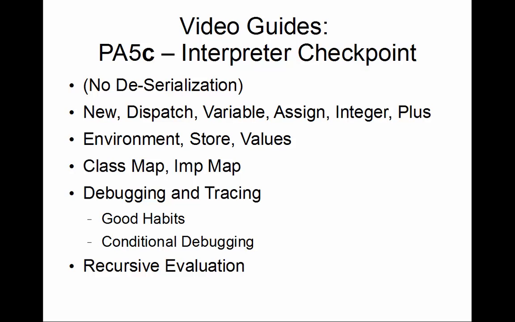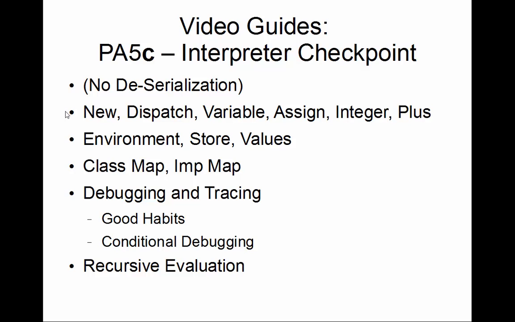Instead, we're going to get started with some cool expressions: new, dispatch, variable, assignment, integer, and plus. We're going to try to interpret those correctly. Doing so will require us to think about the environment, the store, and cool values, all from our operational semantics. And along the way, we're also going to talk about the class map, which we will need for new expressions, and the implementation map, which we will need for dispatch expressions. I'll do lightweight versions of all of them.